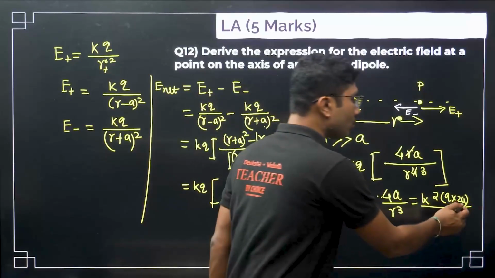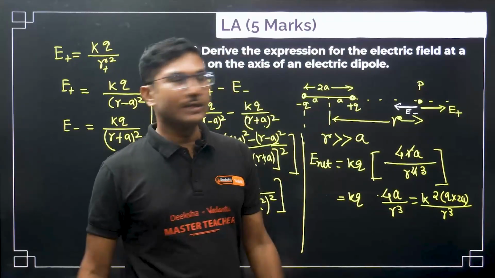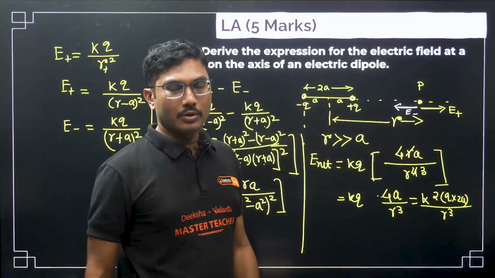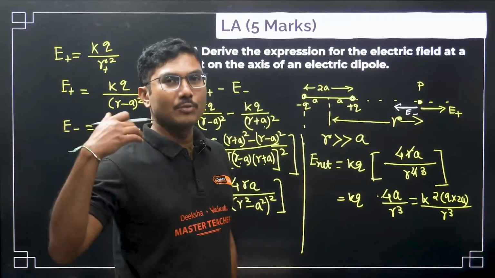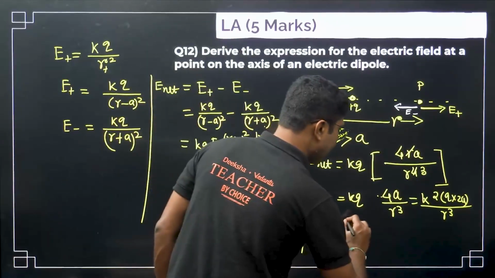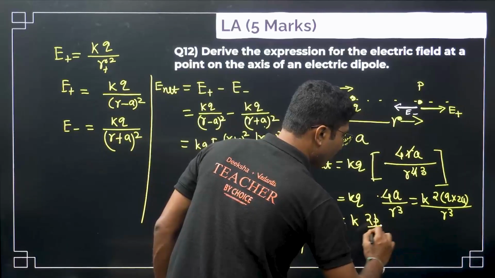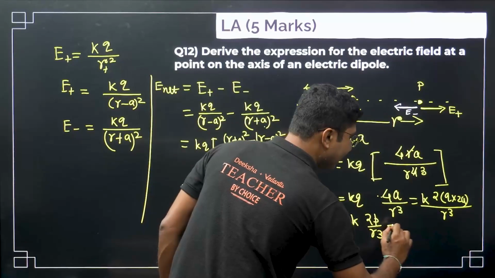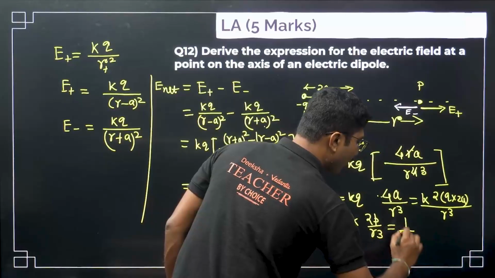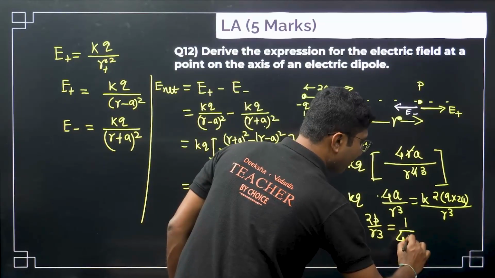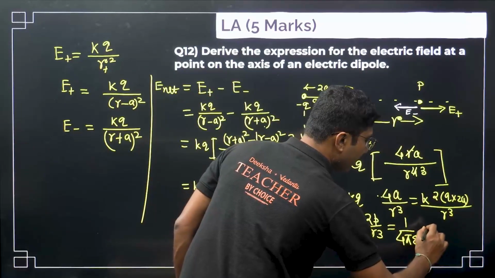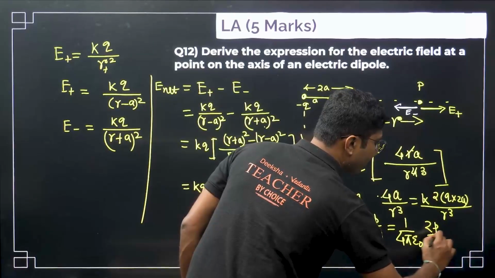Now q into 2a, we know that charge into distance between the dipole charges is the dipole moment. So we can write this as k into 2p by r cube, and lastly you have to put the value of k, that is 1 by 4 pi epsilon naught, 2p by r cube.